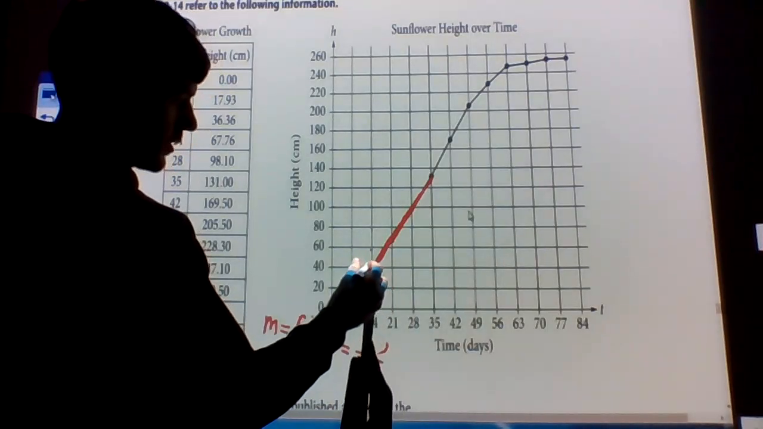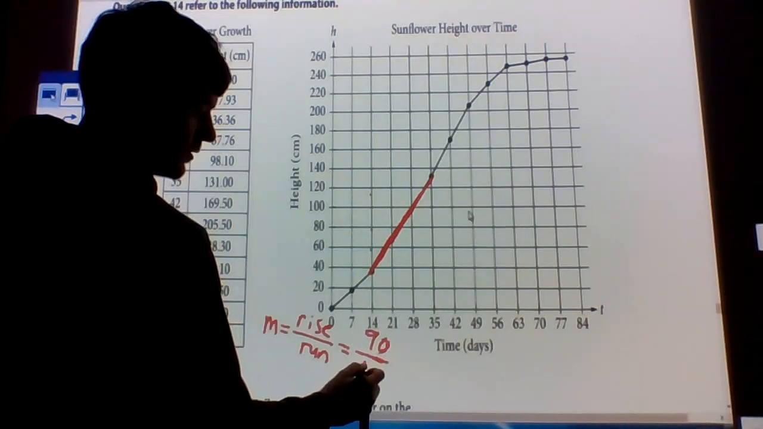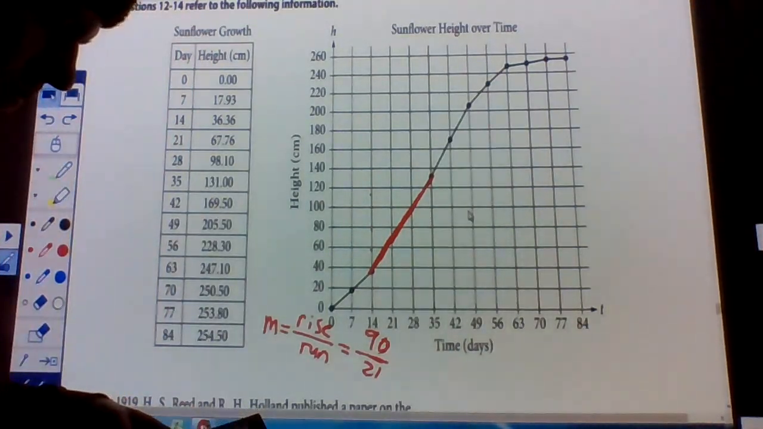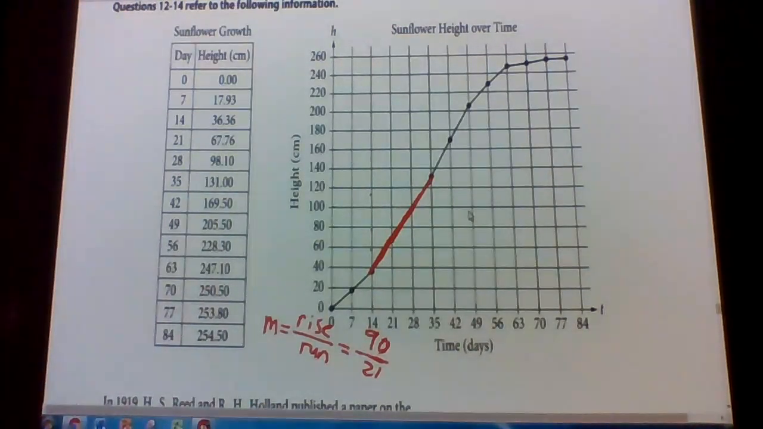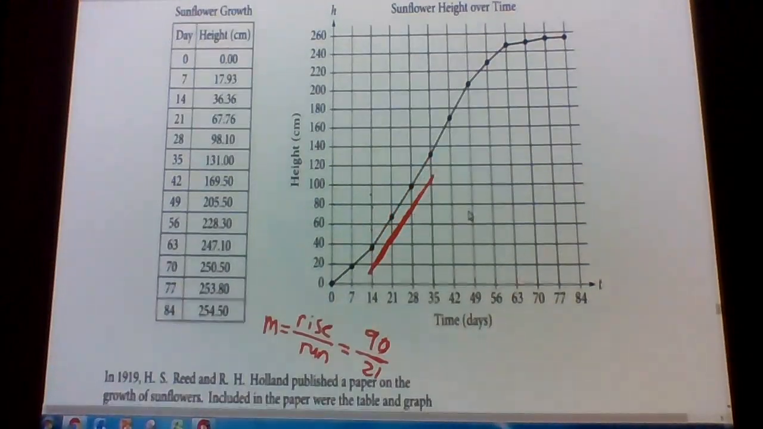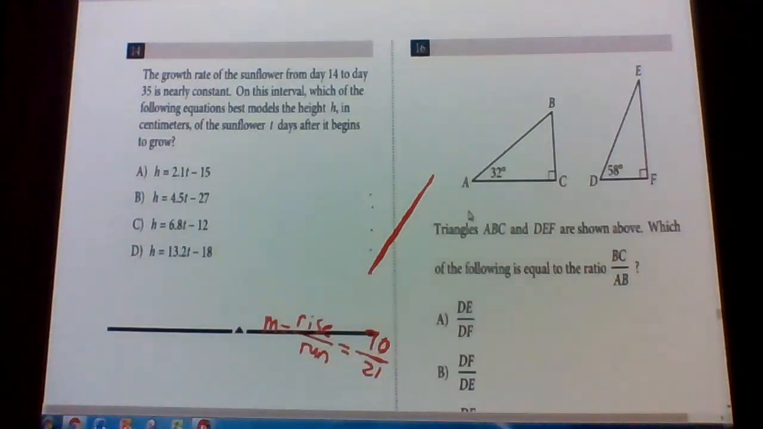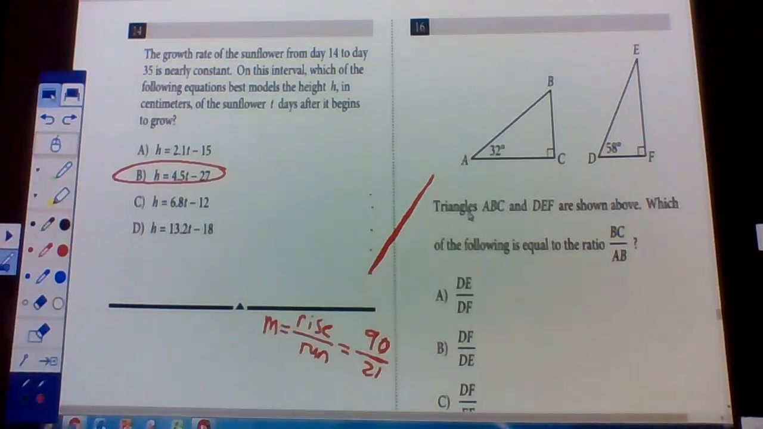So we're going up actually 20, 40, 60, 80, 90 or so. And our run here is going to be 21. So 90 divided by 21 is going to give us about 4.3. Okay, so our slope is about 4.3, so 4.5 looks close. So it should be B. Yep. We have to figure out that slope. Alright, 15.